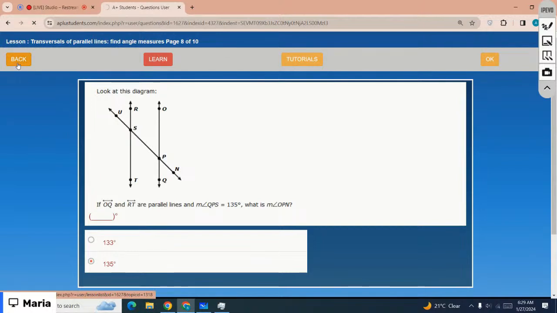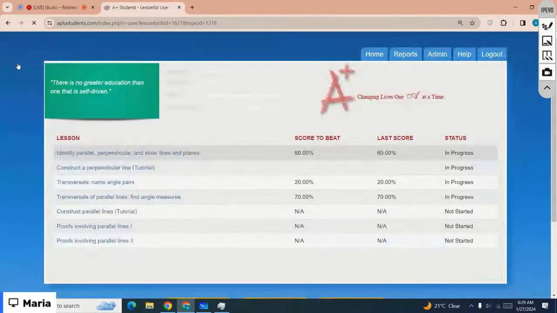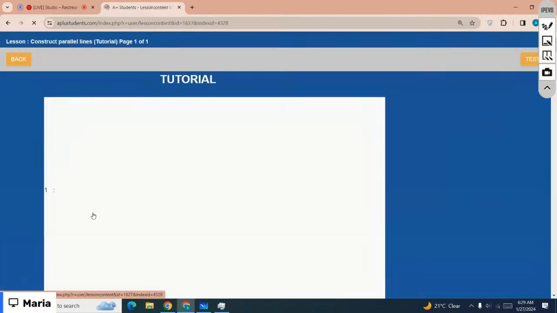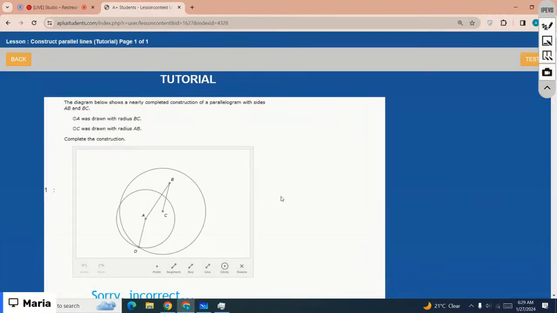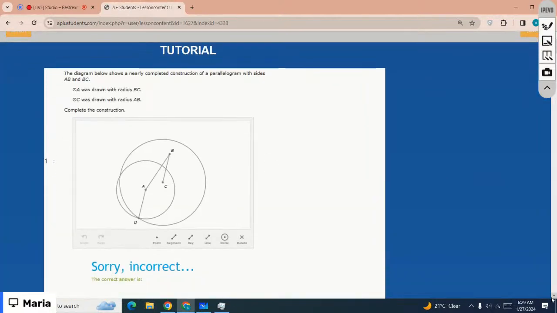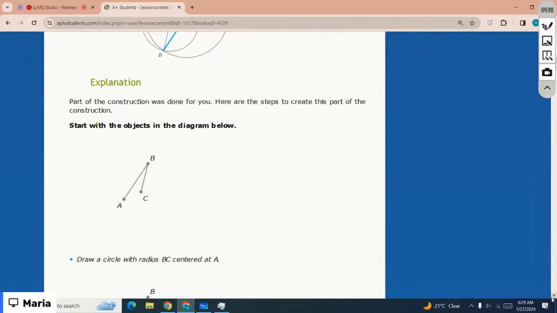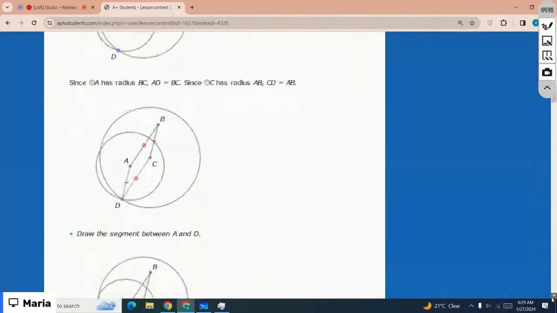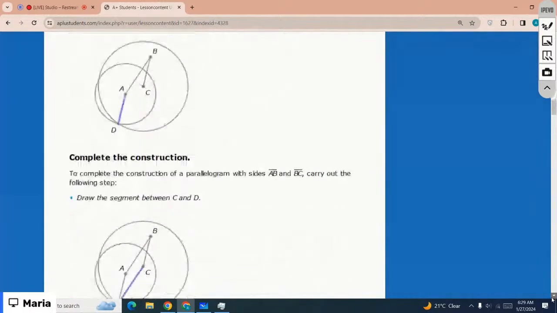Let me just move on to the next lesson. The next lesson is, I think, construct parallel lines. I think we cannot read them. Okay, yes, we can. Let's just see what we can do. But that is just a tutorial. I'm going to just read it, right?